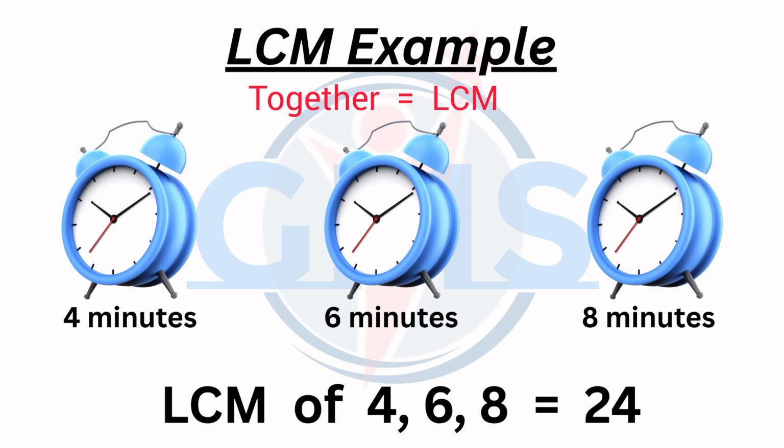Now LCM means what? Multiple. So let's take 4, the first one. You have many multiples of 4, like 4, 8, 12, 16, 20, 24, 28, 32, and it goes on. Now suppose you take 6, the second one. For 6 you have many multiples: 6, 12, 18, 24, 30, and it goes on. Now take the third one, 8. The multiples of 8 are 8, 16, 24, 32, and it goes on.